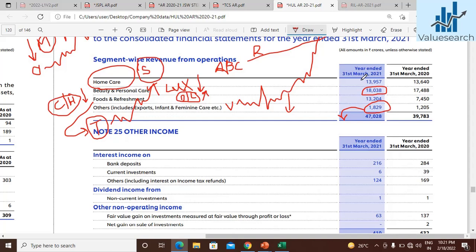If you look at the company's home care product, it has not grown that significantly. If you just calculate 13957 minus 13640, then divided by 13640 multiplied by 100, this particular segment of the company has only grown by 2.32%.